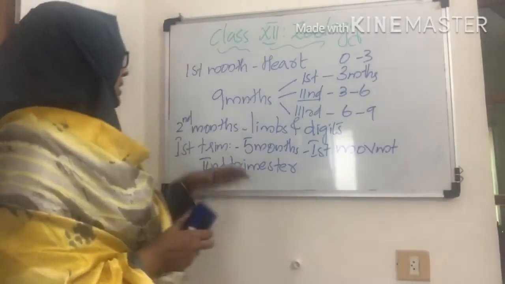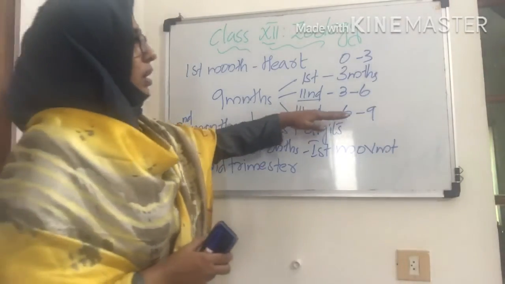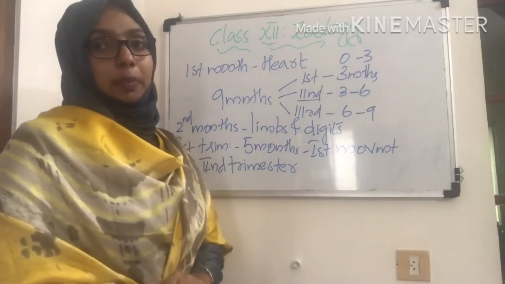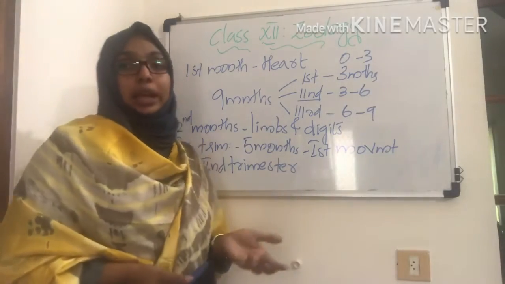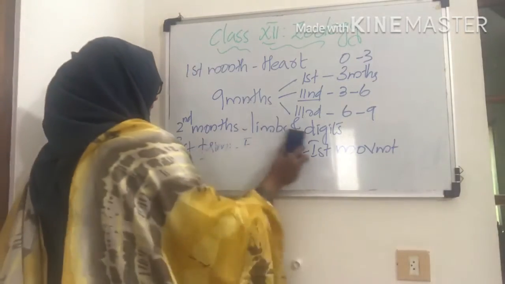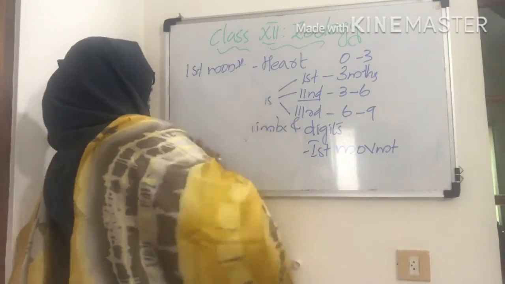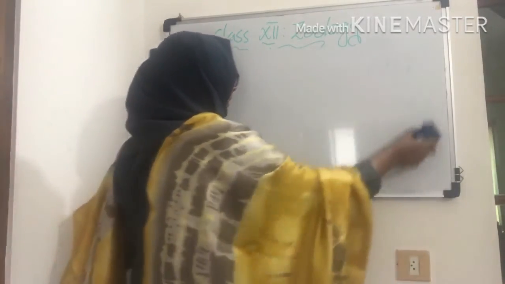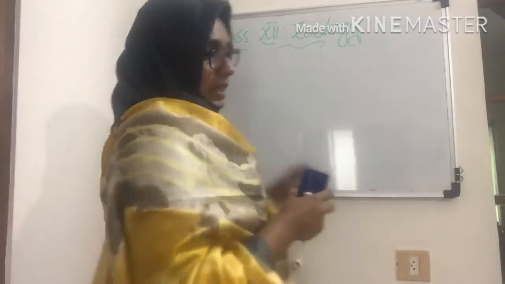And likewise, it will be going, and by the end of the 3rd trimester, that is by the end of the 9th month, the baby will be ready for the childbirth or the delivery. Clear? Okay, so that's all about the pregnancy and the embryonic development. That is very clearly given in your textbook.